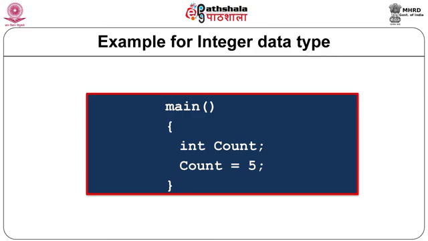Examples on integer data type. You can see this is a simple program which will demonstrate how to use integer data type in C language. You can see a simple program, that is main, open bracket, close bracket. In the body of the main function we have defined an integer constant, and the value of the constant is considered as 5. So, the constant is data considered in integer form. The variable is a constant and the variable value is 5.